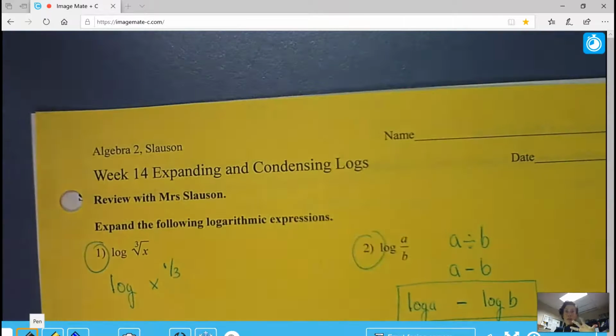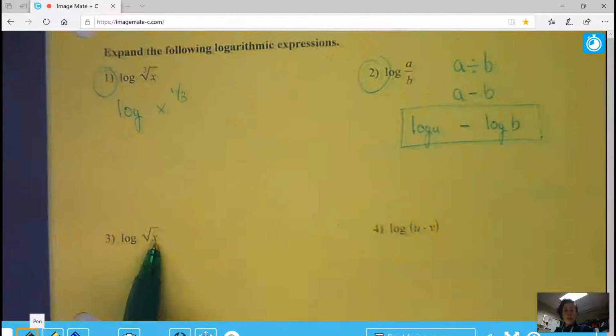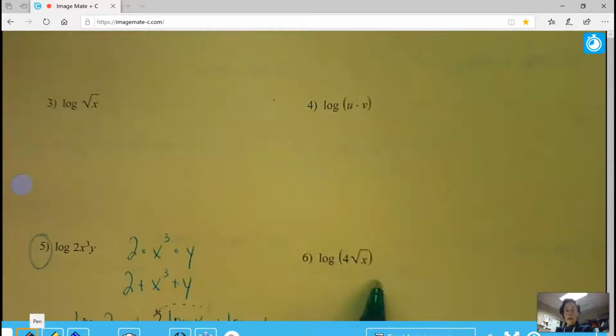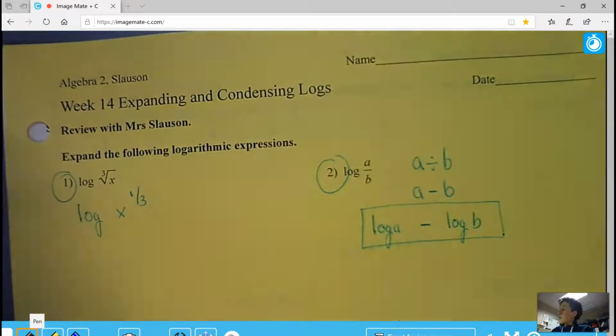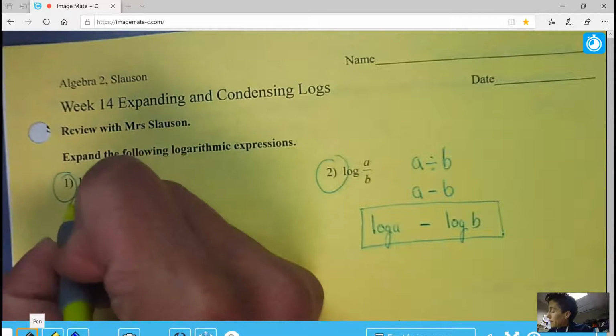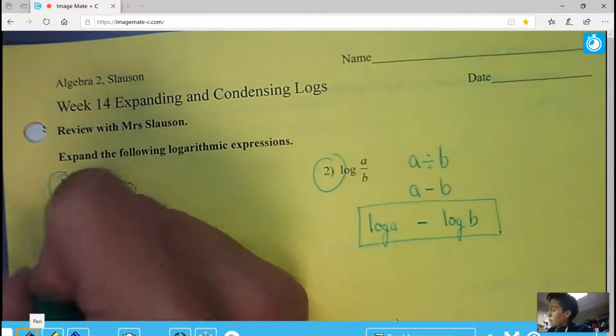So that's the first big rule I want to review with you, because down on 3 you're going to see a square root, which is like a 1/2 power, and then that square root's popping up in here again. So just remember, any exponent just moves to the front of its particular log, and then it turns into multiplication.